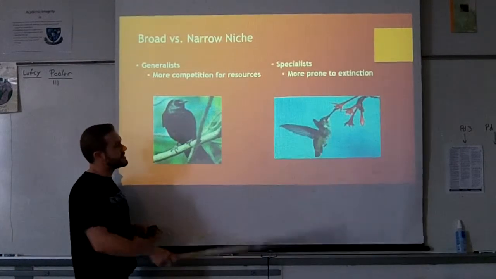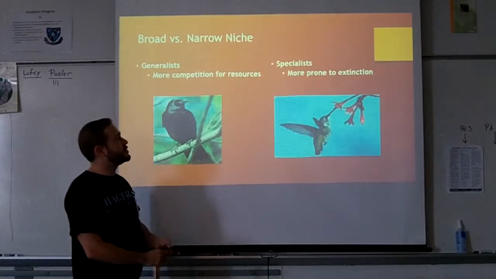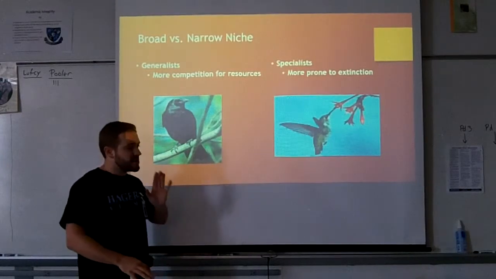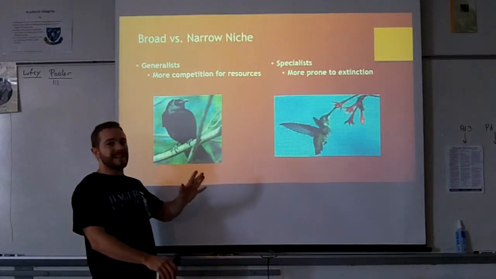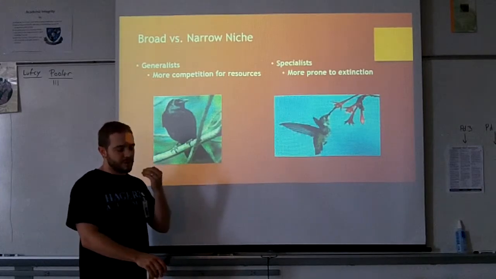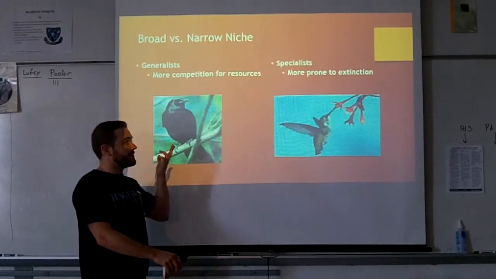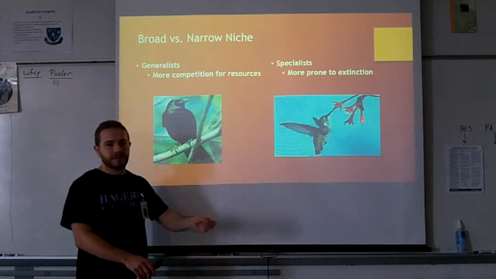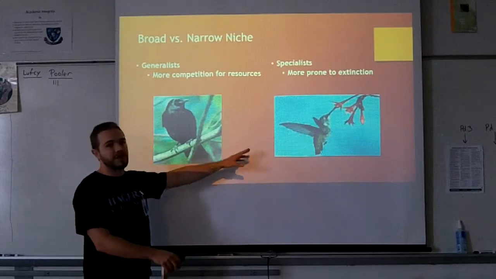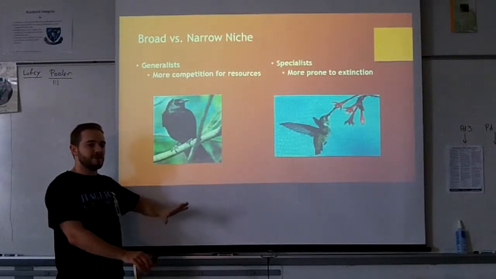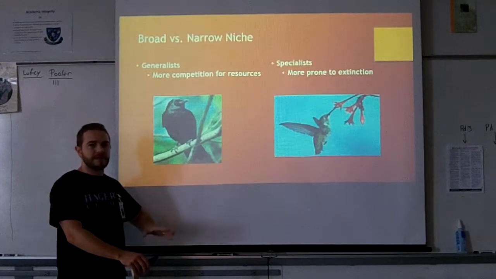So a specialist, the advantage to a specialist is that you're not competing with anyone else for that food, right? That's your food. You're one of the few things that consume it, so you reduce competition. The adverse effect is that if that food source goes extinct, then you go extinct too. So they're more prone to extinction. Generalists, it's a lot more competition for the food, but because you can eat such a huge variety, the chances of you going extinct are far less.